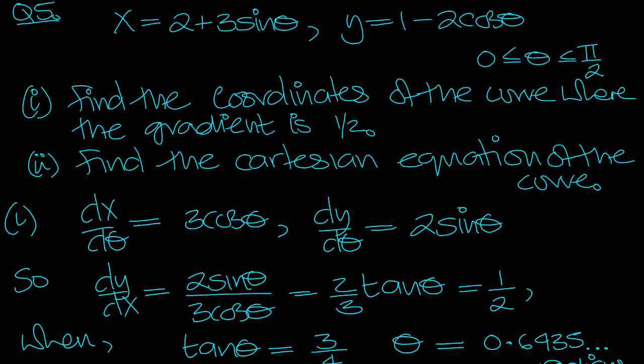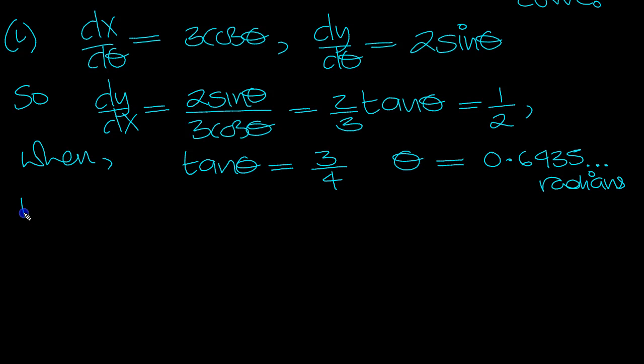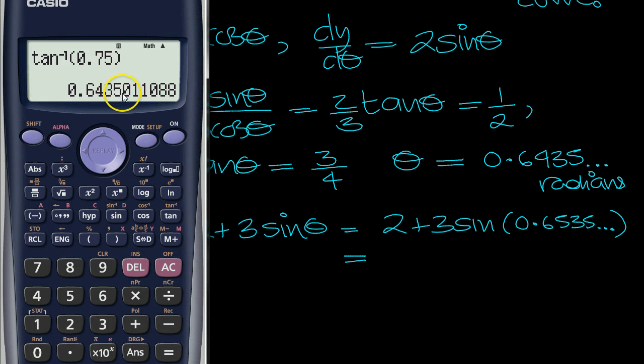Okay, so we've done that. Find the coordinates of the point on the curve. So here, x is 2 plus 3 sine theta, which is equal to 2 plus 3 times sine of 0.6435 equals, so 0.6435, that's accurate enough, so it's 2 plus 3 times sine of 0.6435, got it in answer, 19 over 5, which is 3.8.